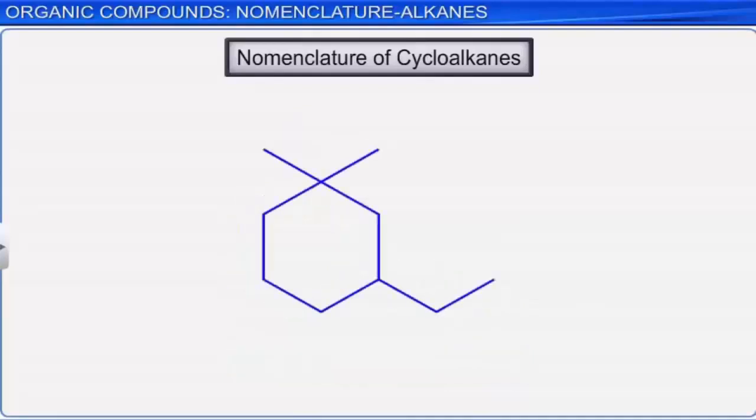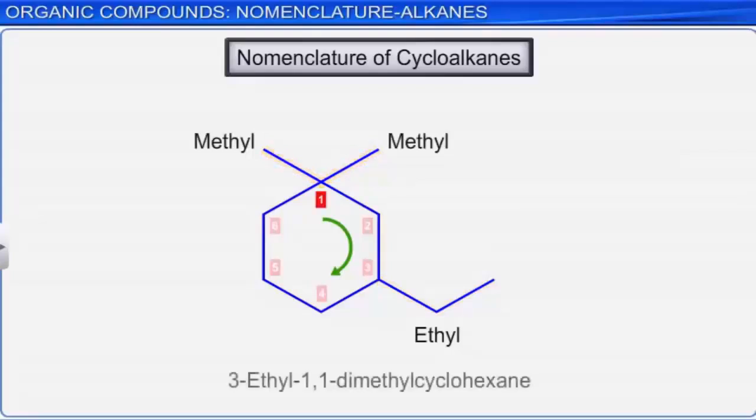This cyclic compound consists of 6 carbon atoms in a ring. Hence it is cyclohexane. The compound is numbered from right to left. The ethyl group is attached to the 3rd position of the cyclohexane, and 2 methyl groups are attached at position 1. Hence, the name of the compound would be 3-ethyl-1,1-dimethyl cyclohexane.